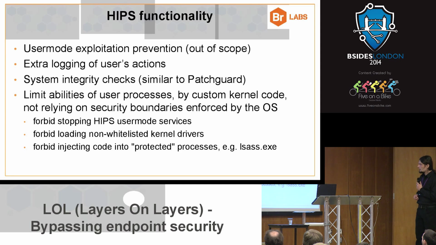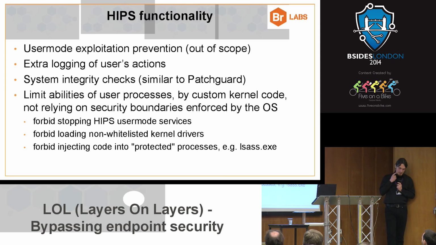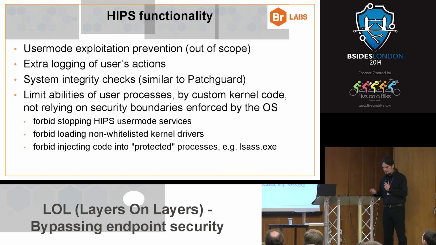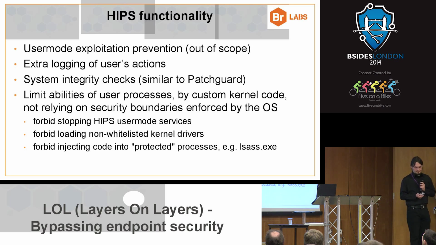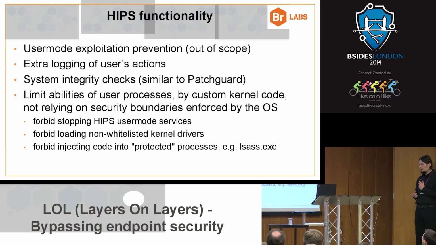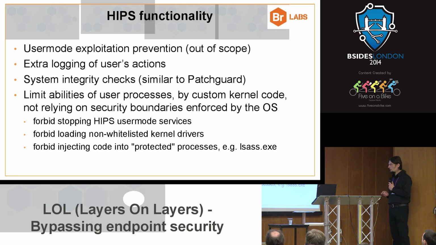It can do system integrity checks, similarly to what PatchGuard does. It's nice. But again, for the purpose of this talk, the most interesting part is limiting the ability of user processes, again by some extra code, not relying on mere security boundaries enforced by the OS. So if you have a decent HIPS, then no matter what the privilege of the user mode process is, whether it runs as admin or system or whatever, you should not be able to stop HIPS user mode services, right? HIPS should defend itself.